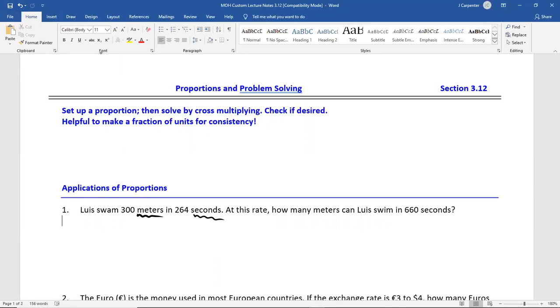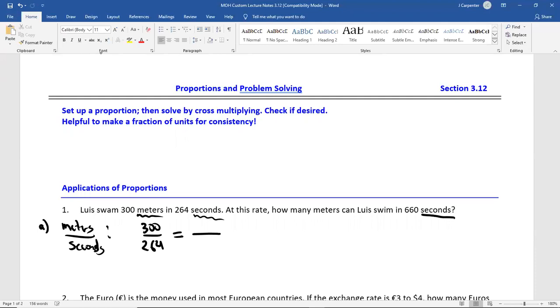For attempt A, we'll go meters over seconds. Lewis swam 300 meters in 264 seconds. The numbers that are paired together in a sentence like that go together as a fraction. So that's 300 over 264, then equal, and that's going to be another fraction. At this rate, how many meters can Lewis swim in 660 seconds?